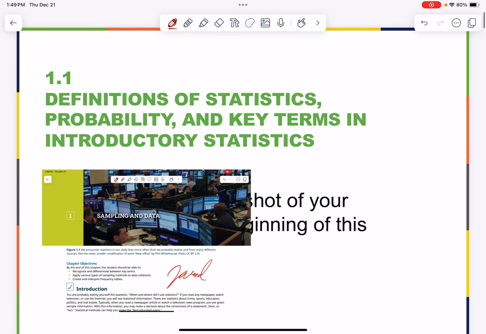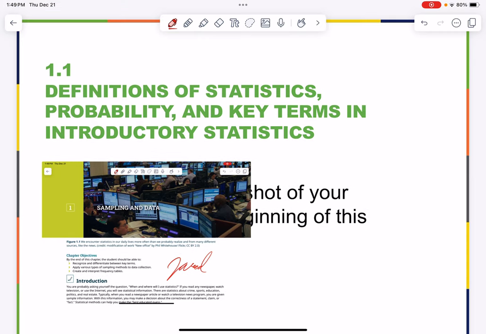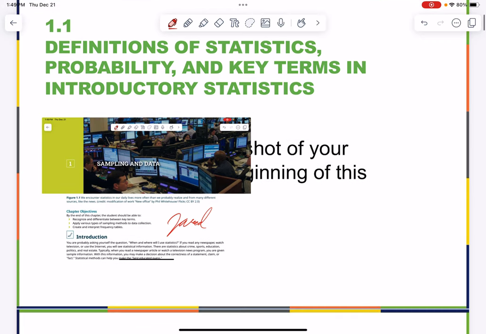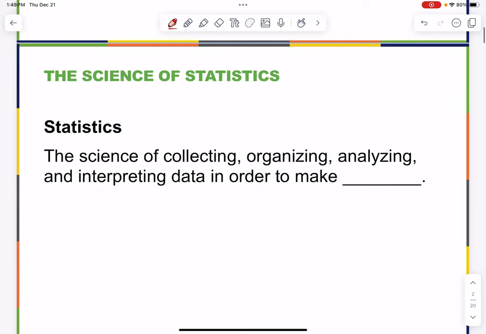Okay. So there it is. That's the first thing we need to do. It tells me, yes, I know where the book is. I have access to the book, and I can even write in it if I want to. All right, so let's move on and start talking about statistics.